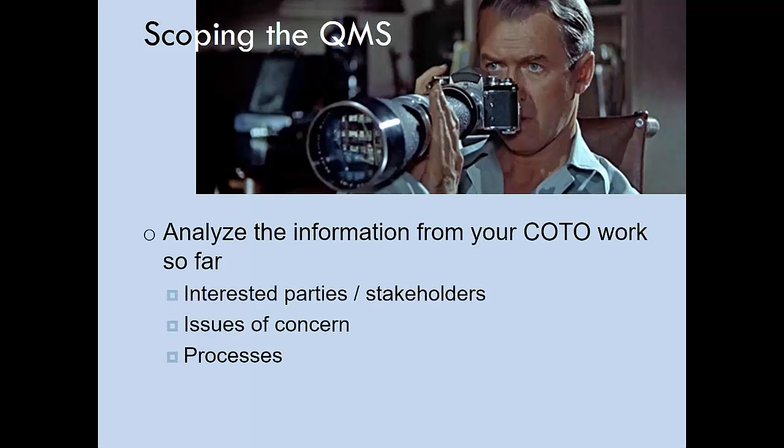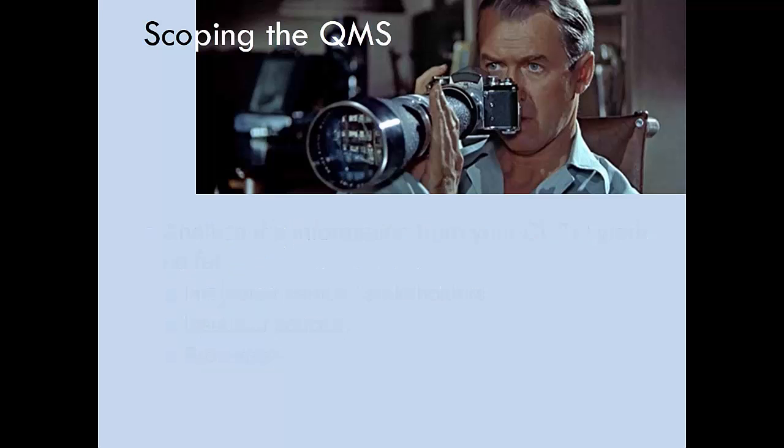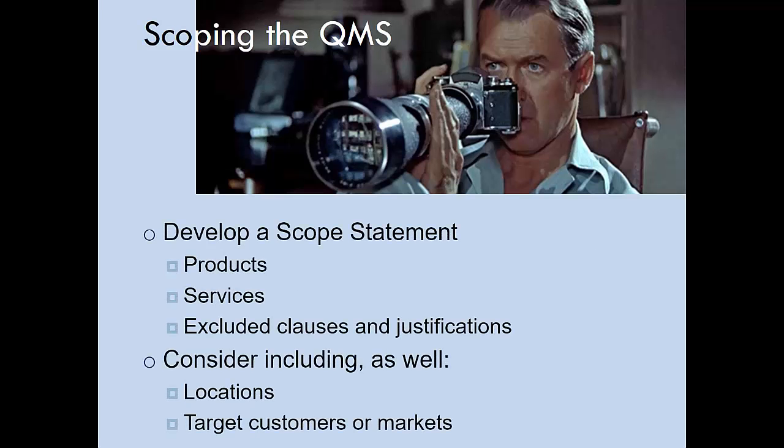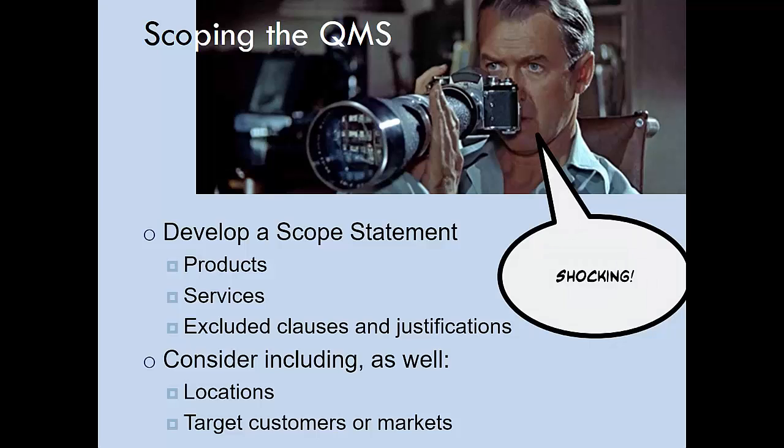The best way to do this is to first analyze the information that you did from your COTO work so far, including stakeholders, their issues of concern, and your processes, right? You're going to want to develop a scope statement, and that should indicate what products and or services fall under the scope of your quality system, and not everything you do needs to fall under the quality system, right? And it should define the excluded clauses as well as justifications, all right?